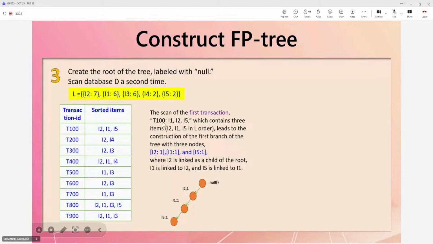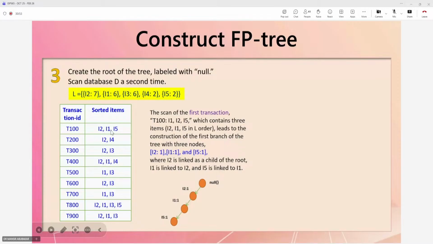So now we have the sorted items. Now scan the first transaction. Let's say this transaction T100, where we have I1, I2, and I5 initially in the data set. It contains 3 items sorted here, I2, I1, I5 in L order, which leads to the construction of the first branch of the tree with the 3 nodes. What is the first node?